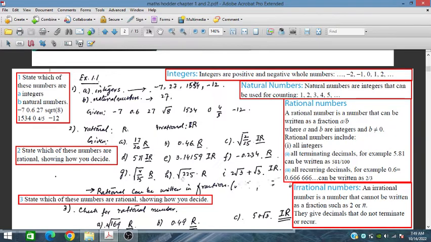The square root of 225 is 15, so it's rational. Then this is again square root 3, and then 2, so it is irrational. So we can apply these definitions on these numbers to find out whether a number is an integer, natural, rational or irrational.